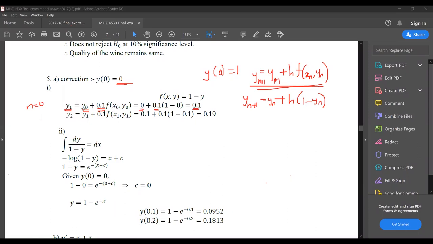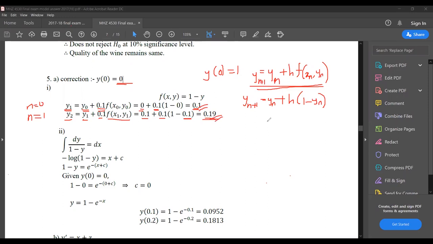In the next step, again, when you are doing the next step, here n equals 1. After substituting in the Euler's equation, we get y2 equal to y1 plus 0.1 into f of x1, y1. Here for y1, you have found y1 as 0.1. That is your calculation, so you have to substitute that here. The stepping size 0.1 into 1 minus, again, this calculated value 0.1. So the answer is 0.19, right? So these are the two values.